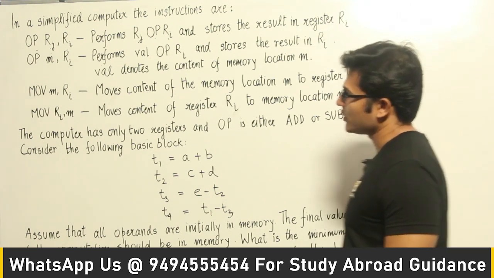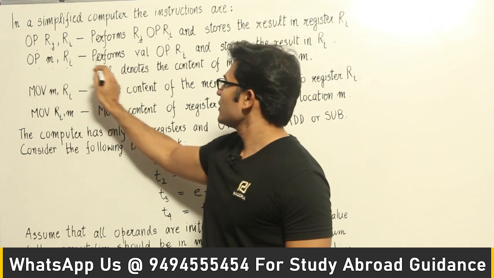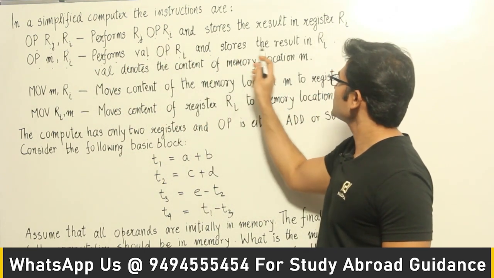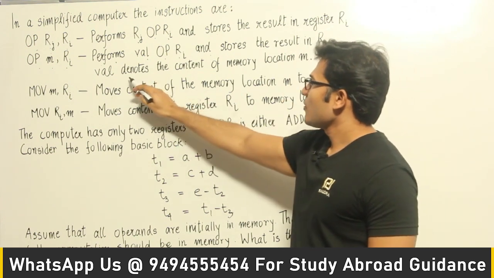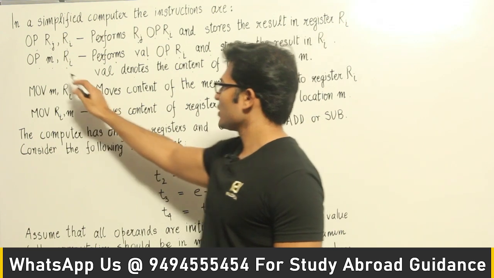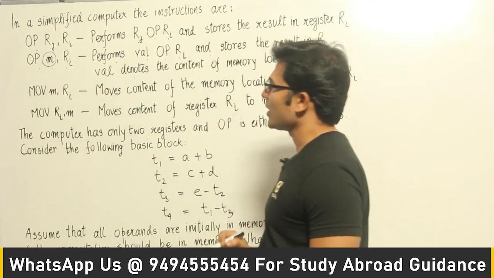I'll explain what it means later. And next one is op m comma ri, which performs val op ri and stores the result in ri. Val denotes the contents of the memory location m. So whatever is present in this memory location m is denoted by val here.